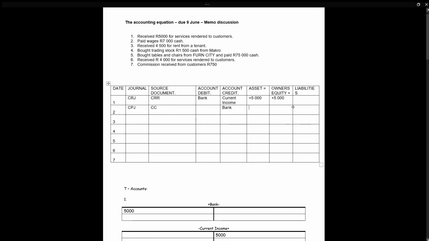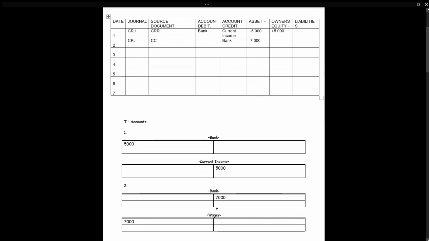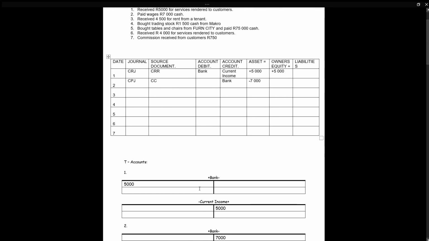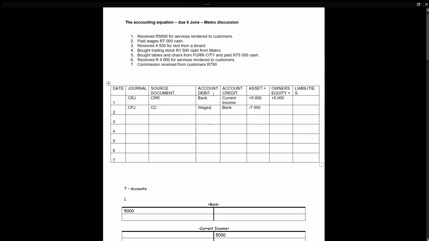Let's go and show the influence on my accounting equation. So assets will decrease with 7,000 Rand. Wages, which is an expense account, will be my account being debited. Expenses increase in the debit side, and expenses will always have a negative influence on owner's equity. Minus 7,000 equals minus 7,000 plus 0. We've done this one correctly.